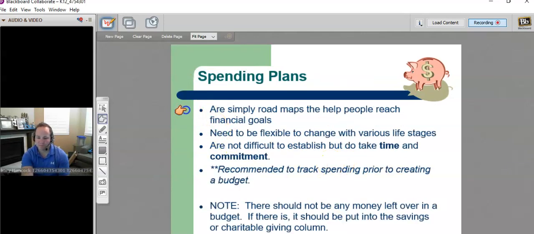So spending plans, or budgets, are simple roadmaps to help people reach financial goals. They need to be flexible and change. For example, I was driving down to Lehigh not too long ago. I live west of Ogden, and I went through that wonderful construction down there, and my tire blew on the freeway, which is kind of scary. I hurried and got off to the side of the road and turned on my blinkers.